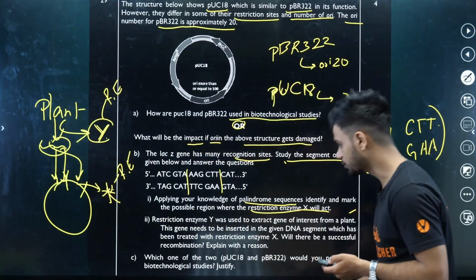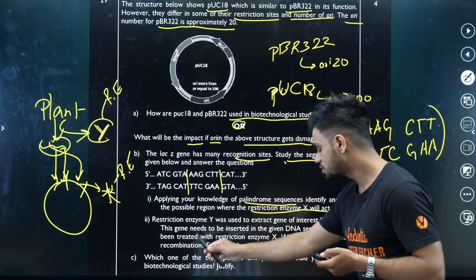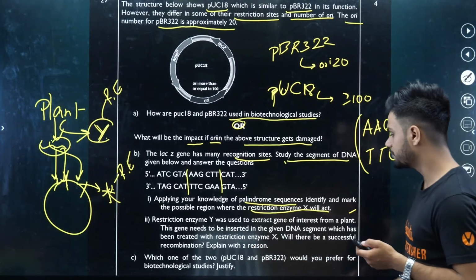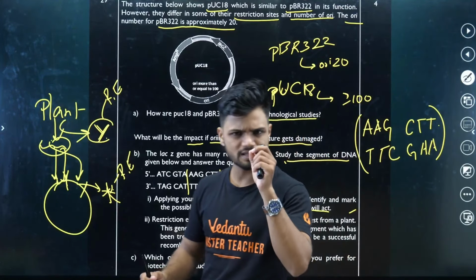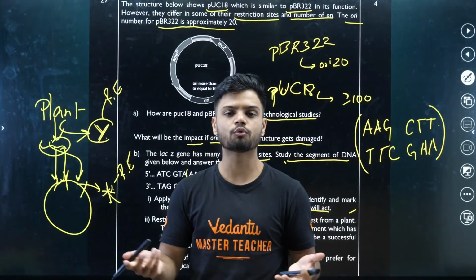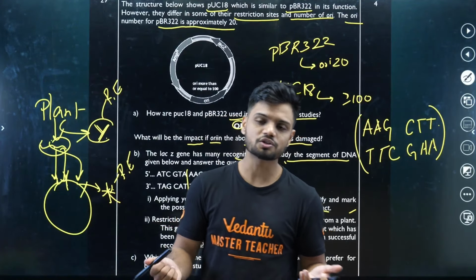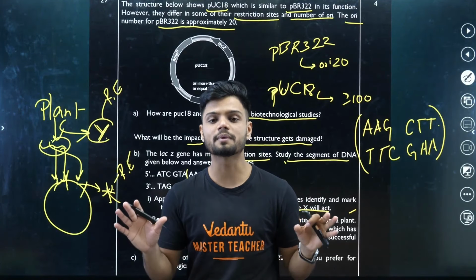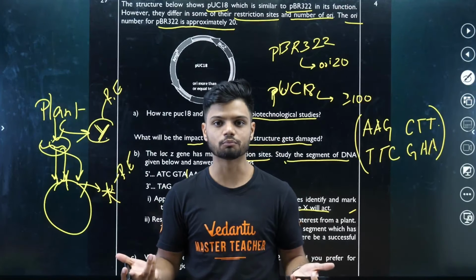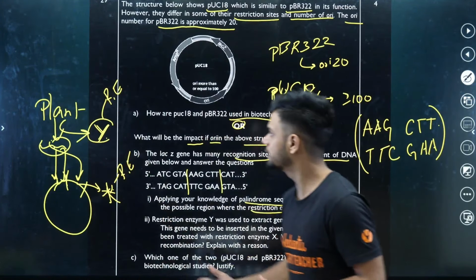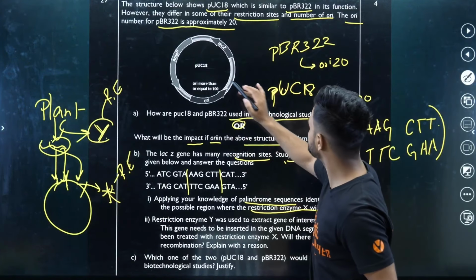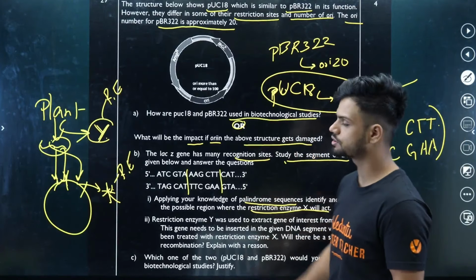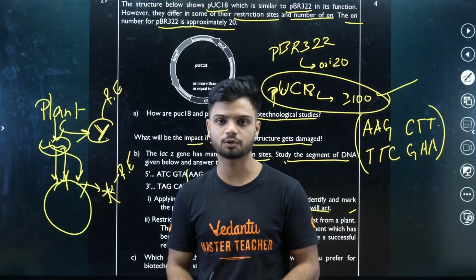Clear? Now, option number C. Which one of the following two, pUC18 or pBR322, would you prefer for biotechnological study? Easy. Blindly, I will choose the one which will give me more products. Imagine you're trying to sell a product. One product will sell only for 20 people. One product is very famous and 100,000 people will buy it. Which one will sell more? So here, the copy number for the ori site of pUC is more. And hence, if I want to do biotechnological experiments, I'll be using pUC18, not pBR322.